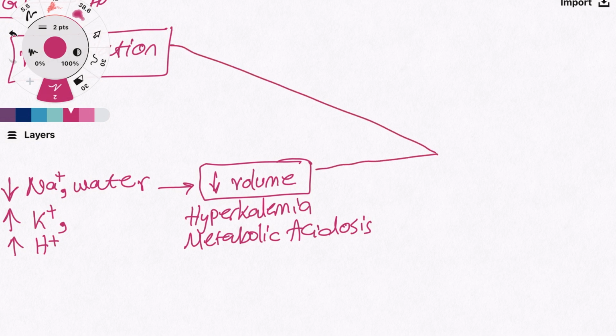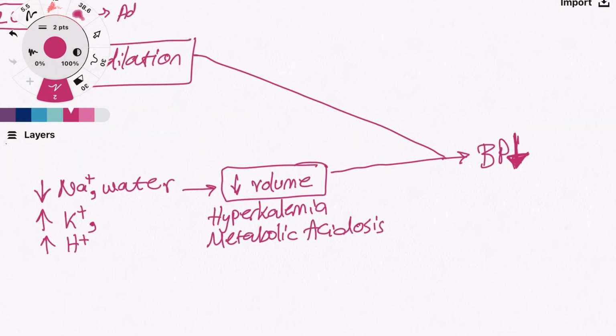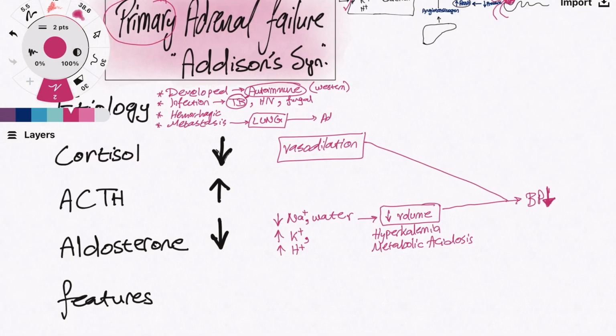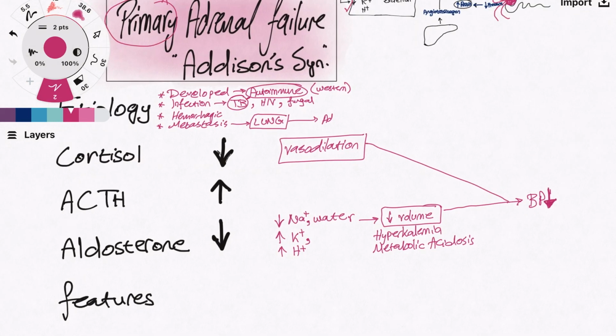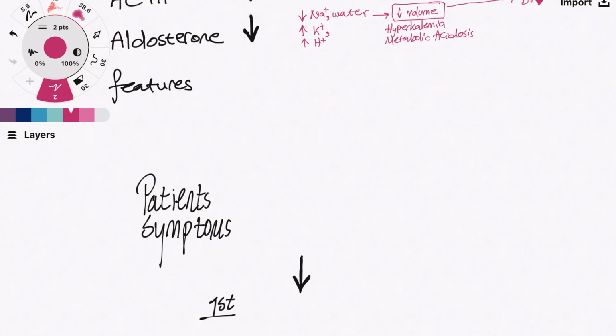This means to you that if you go check the blood pressure of this patient, it is going to be what? Low. So if you see that a patient is having a low blood pressure with hyperkalemia and metabolic acidosis, this should raise suspicion of a failing adrenal cortex. Okay, so these are the features that we're talking about here.